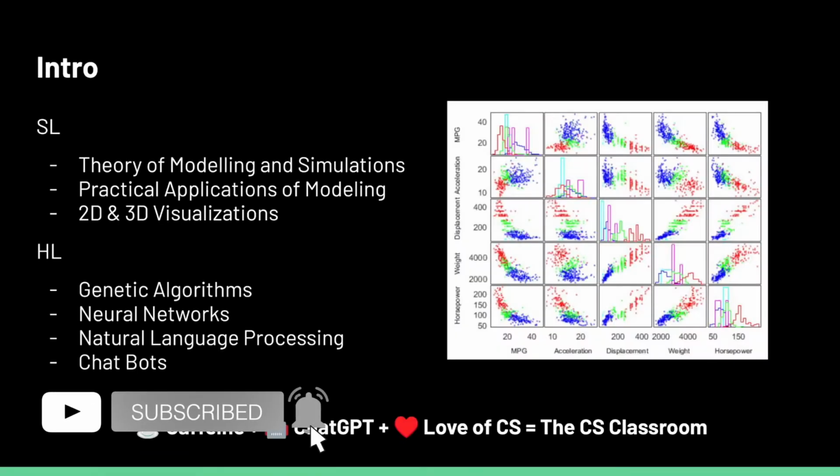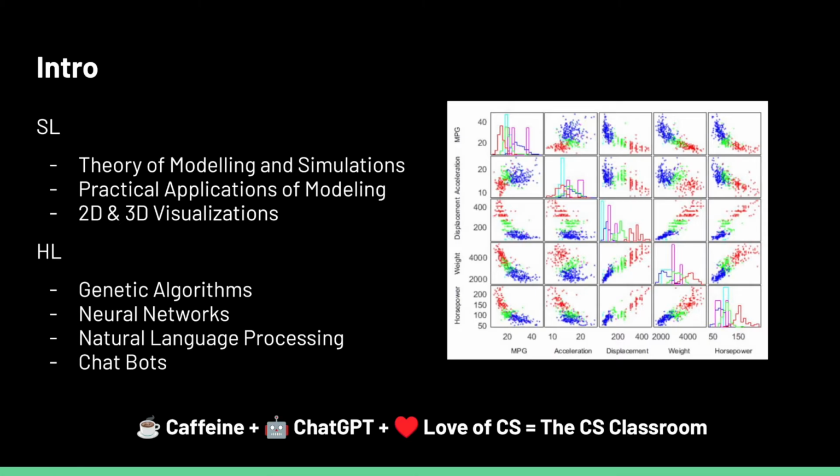Hi guys, welcome to Option B, Modeling and Simulation. In this video, we're going to go over the SL portion first. And in the SL portion, we're going to be covering modeling, simulations, practical applications of modeling, which includes spreadsheet models and writing pseudocode, and then 2D and 3D visualizations.